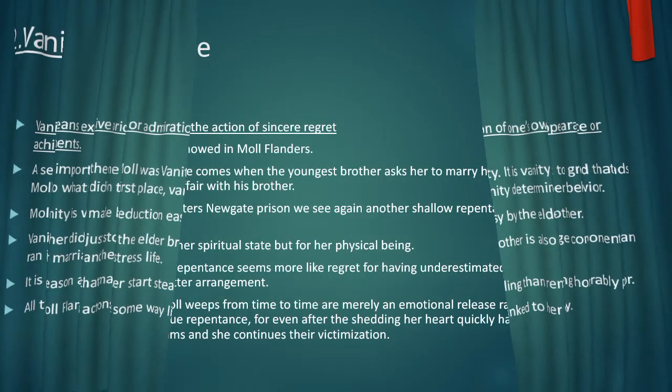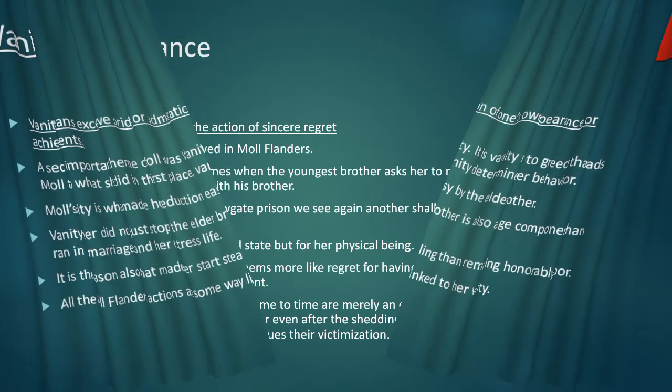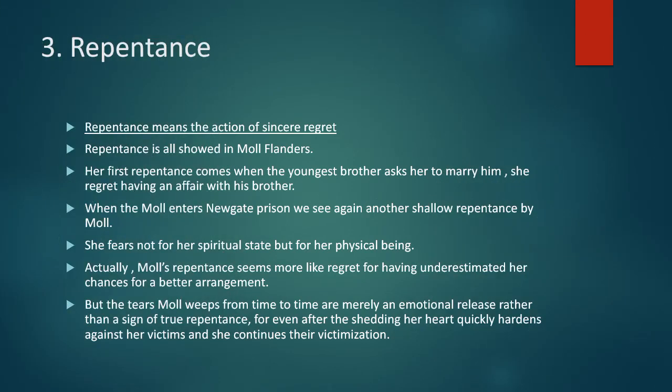Next theme is repentance. Repentance means the action of sincere regret. Repentance is shown all through Moll Flanders. Her first repentance came when the youngest brother asked her to marry him. She regrets having an affair with his brother.